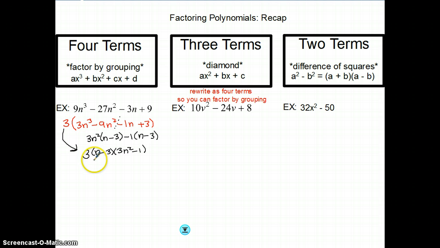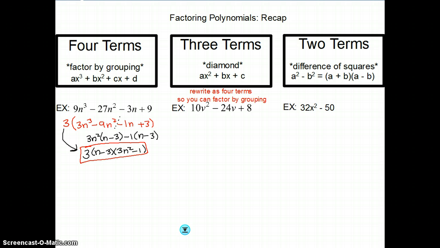Now look at each of your factors before you move on. Make sure that they are both prime. N minus 3 is prime because there is no greatest common factor between the two, and it is not the difference of squares, so we cannot factor it further. 3n squared minus 1 is also prime for the same reasons. There is no greatest common factor between the two, and it is not the difference of squares, so we cannot factor it further. Therefore, since all of our factors are prime, this is our final factored form of this polynomial.